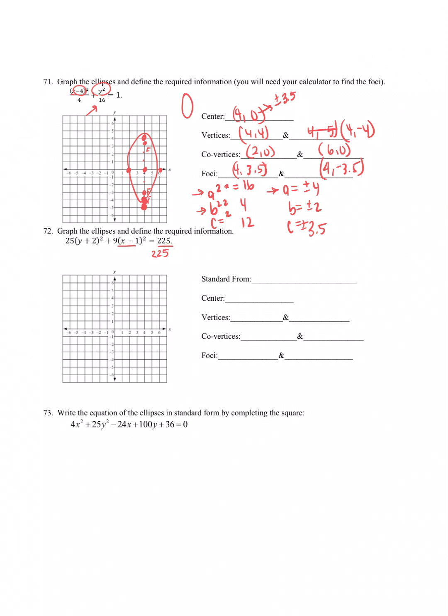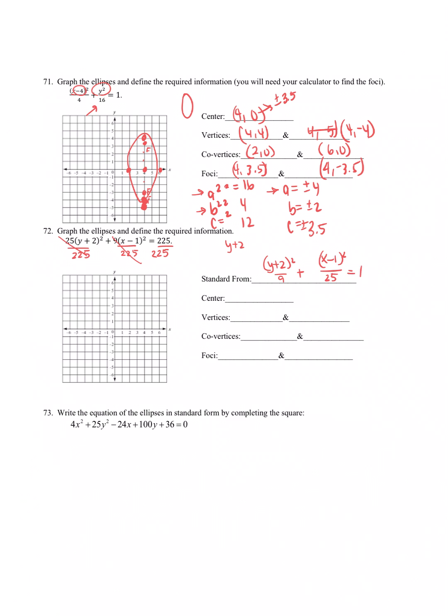This one is not in standard form because it is not equal to 1, so we have to divide everything by 225. And when we do that, what we get, this is 9, so I have y plus 2 squared all over 9. And this one here is x minus 1 squared over 25 equals 1.